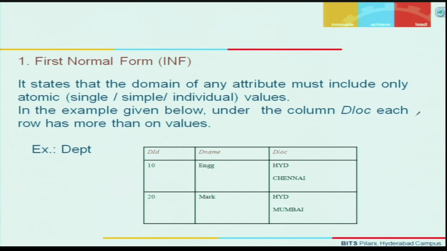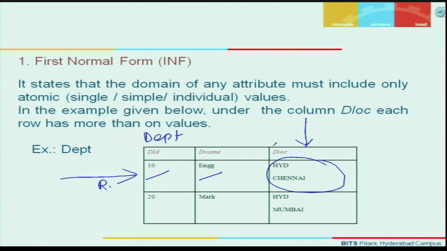Let us have a look at this example. The table's name is department. It contains 3 columns and 2 rows. For the first row, department ID is equal to 10, department name is equal to engineering, but it is located at 2 locations, Hyderabad and Chennai. That means this particular row, row 1 R1, for column D location has multiple values. Multiple values are not allowed according to the relational model.